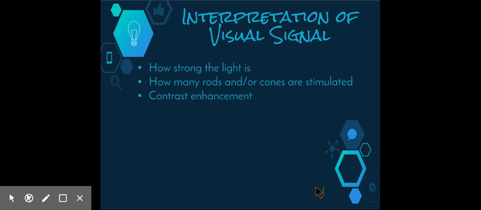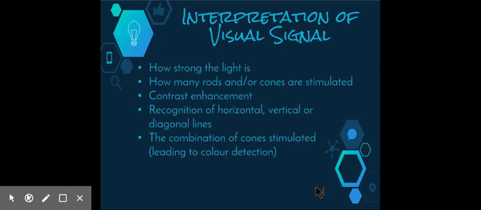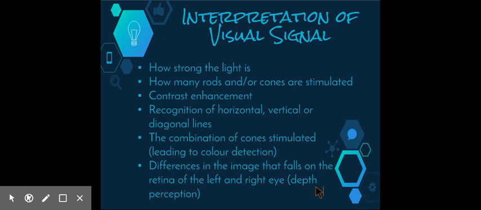Contrast enhancement, so being able to detect shadows, recognition of horizontal, vertical, and diagonal lines, the combination of cones stimulated leading to color detection, which I said earlier, and the differences in the image that falls on the retina of the left and the right eye, which goes back to depth perception that we looked at earlier.